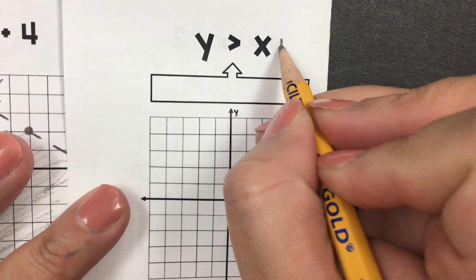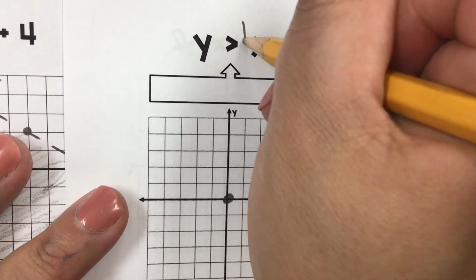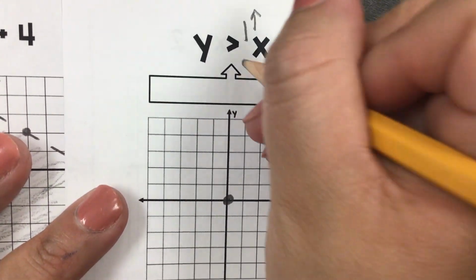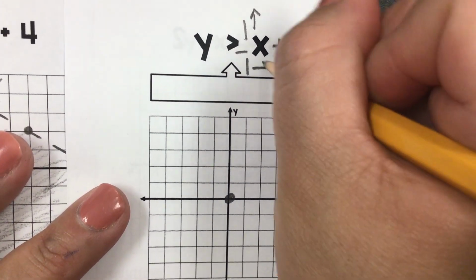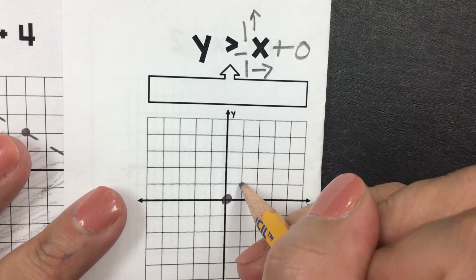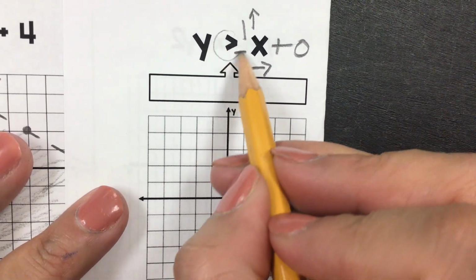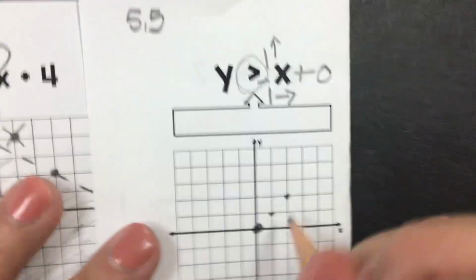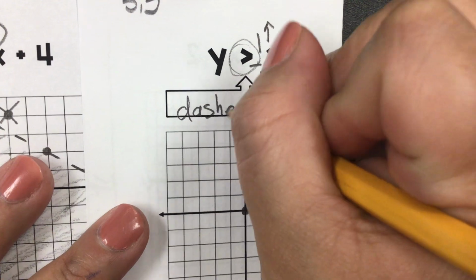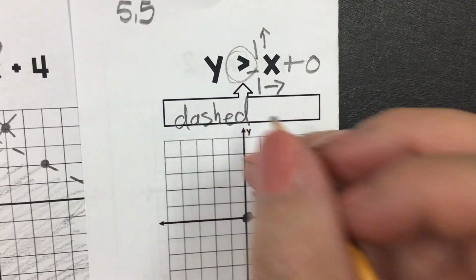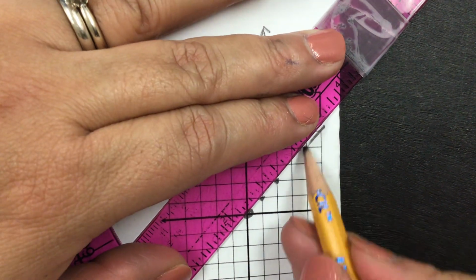To remind you, this has a y-intercept of 0. This has a numerator of 1. That means that we're going to go up 1. And the denominator, if you can't see it, will always be 1. That means 1 to the right. So up 1 to the right 1, up 1 to the right 1. It will be a dashed line because this doesn't have a symbol underneath. Dashed. The equal to makes it the solid line. We're going to make a dashed line.